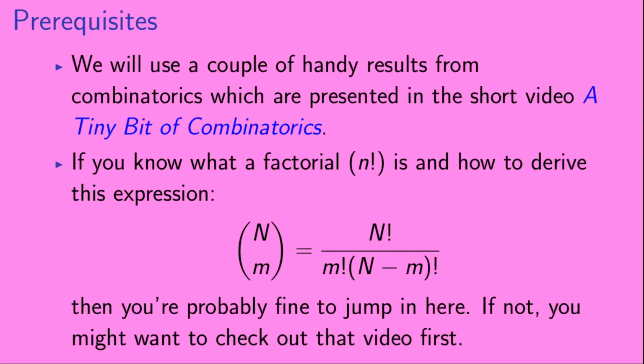We will use a couple of handy results from combinatorics, which are presented in the short video, A Tiny Bit of Combinatorics. If you know what a factorial is and how to derive this expression, n choose m equals n factorial over m factorial times n minus m factorial, then you're probably fine to jump in here. If not, you might want to check out that video first.